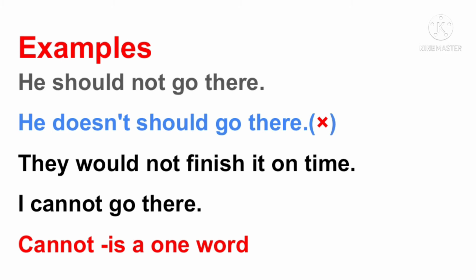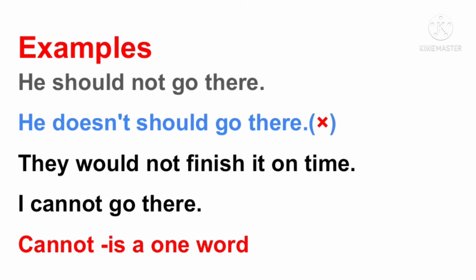Let's see how. Here it is written: he should not go there. You can see "should" is a modal, then I added "not" after it. I didn't add any extra word with it. Some students say it like this: he doesn't should go there, so this is wrong. What I want to explain is that we should not add any extra negative word with the modal.